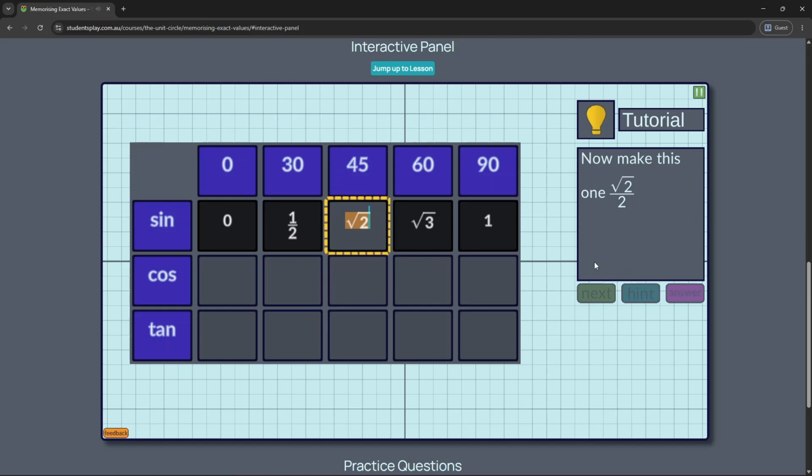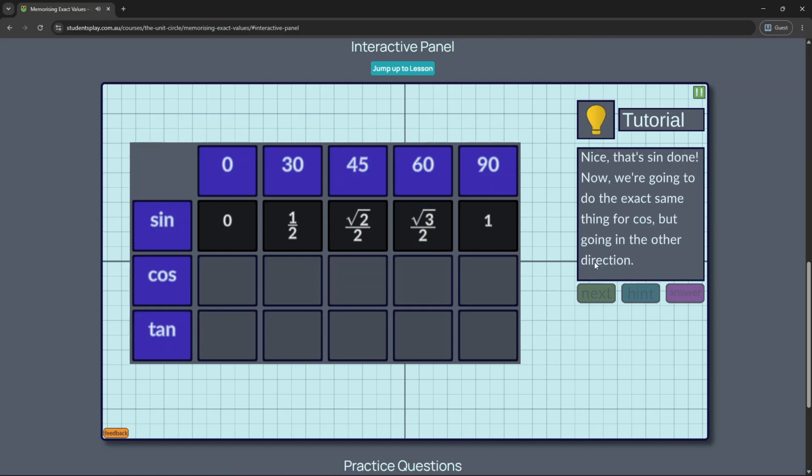Remember, we have to go outside the square root, so press the right arrow key. Otherwise we're going to do this. So we want to make sure we're outside of it and then go over 2. And this one, root 3 over 2. Nice, that's sine done. Now we're going to do the exact same thing for cos, but going in the other direction.